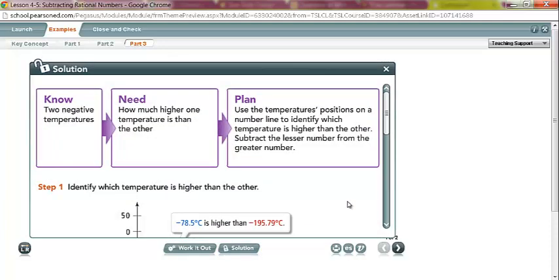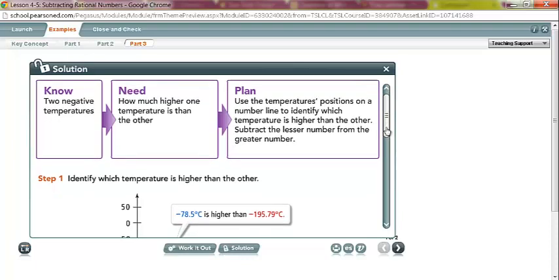Okay, so ladies and gentlemen, we just came back. What do we know? Well, we know the two negative temperatures that I spoke of, negative 78.5 degrees, as well as negative 195.79 degrees. What did we need to do? We need to find out how much higher one temperature is, so we can use the temperature's position on a number line to identify which one is higher than the other, and we can subtract the lesser number from the greater.